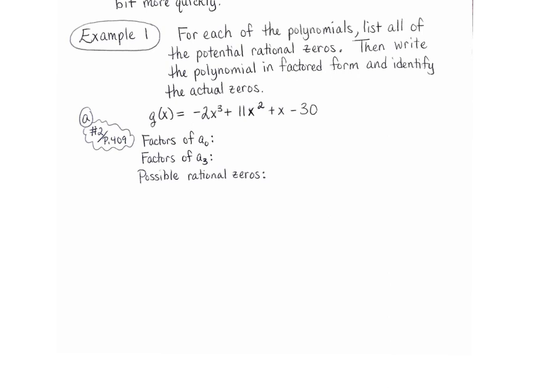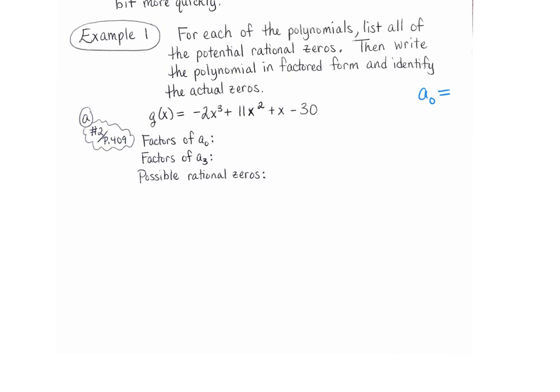Let me ask this question. What is a naught? What's a naught equal to for us? A naught is 0? What does a naught represent? I see you flipping back to the rational zeros theorem, good. So for us, what's a naught?